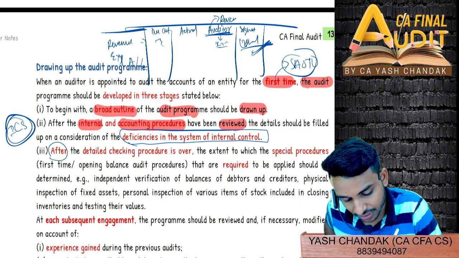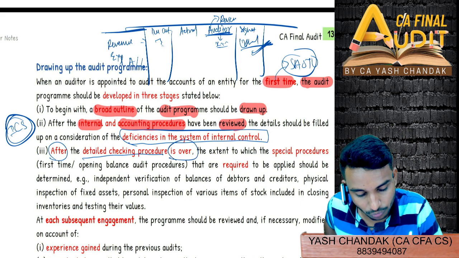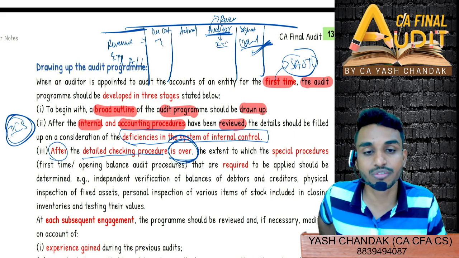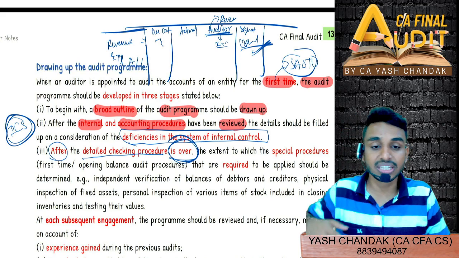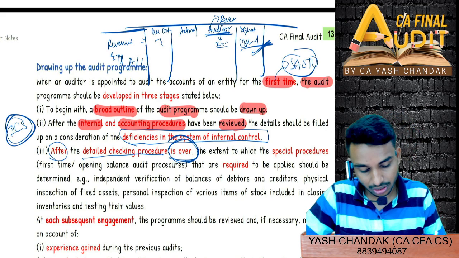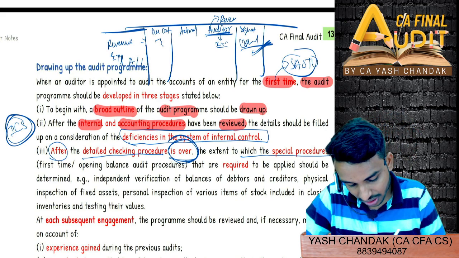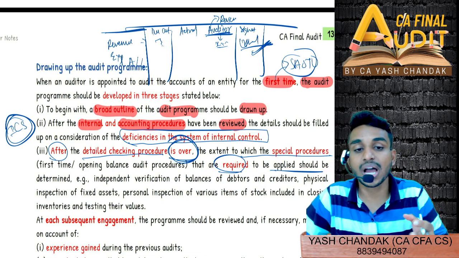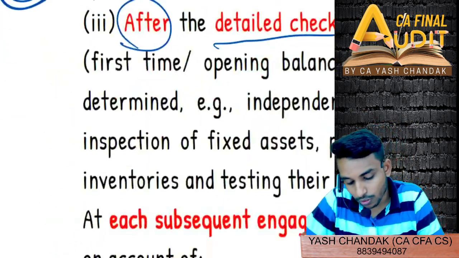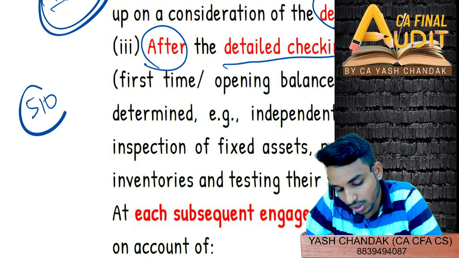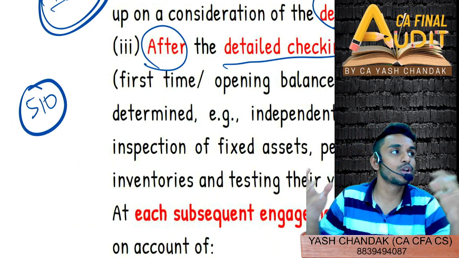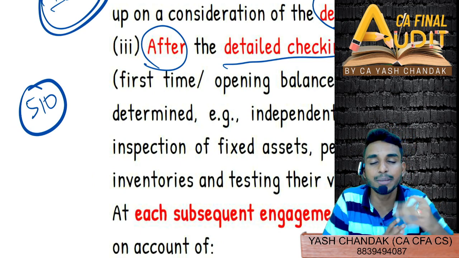And lastly, thirdly, after the detailed checking procedure is over, you will check audit performance, audit procedures will be performed. And after that, when the detailed checking is done, the extent to which special procedures are required to be applied. So here, apart from the normal procedures, you will also have to apply SA 510. Why? Because these are initial audit engagements, right? So for an initial audit engagement, we apply SA 510. The name itself is what?